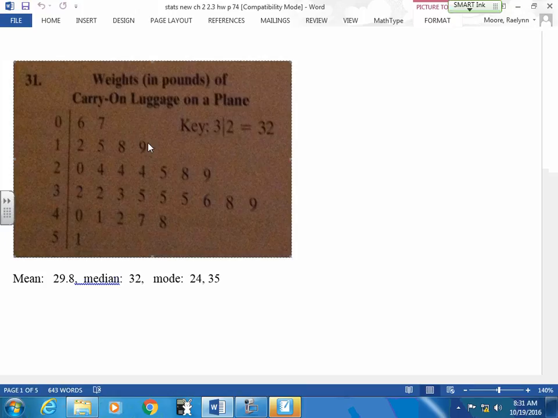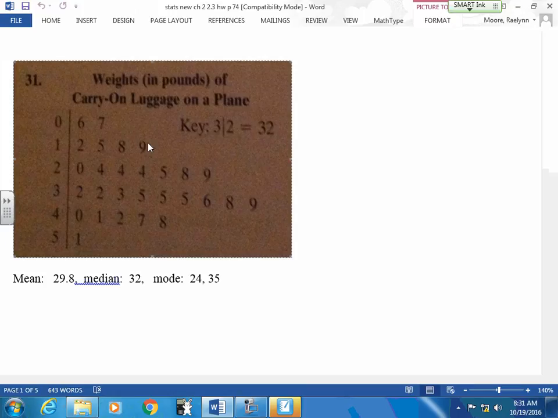Easier, since you need the mean anyway, is pull these off and just put them in your L1. It's the same as pulling them off a frequency graph. So this is the number 6, the number 7, 12, 15, 18, 19. Everybody catch that part? Putting it in your L1? Just an L1. And then you can get your mean, your median, and your mode.